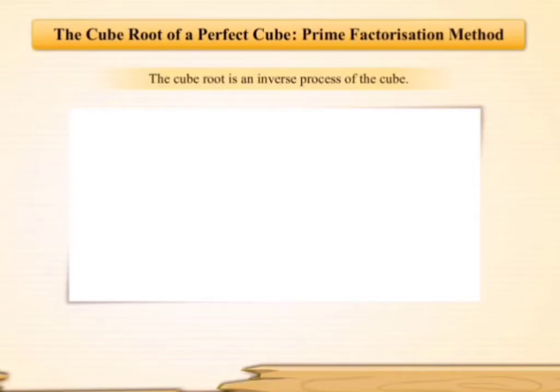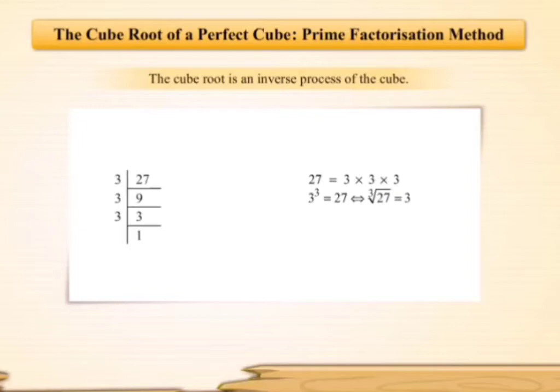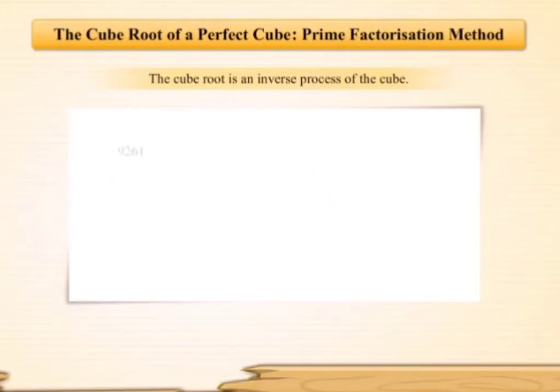Let's take an example of a perfect cube, say 27, and find out its cube root by using the prime factorization method. To find out the number which when cubed results in 27, you need to factorize 27. Factorizing 27 results in 3 3's as prime factors. When you cube the number 3, the result is 27. Since the cube root is an inverse process of the cube, you can say that the cube root of 27 is 3.